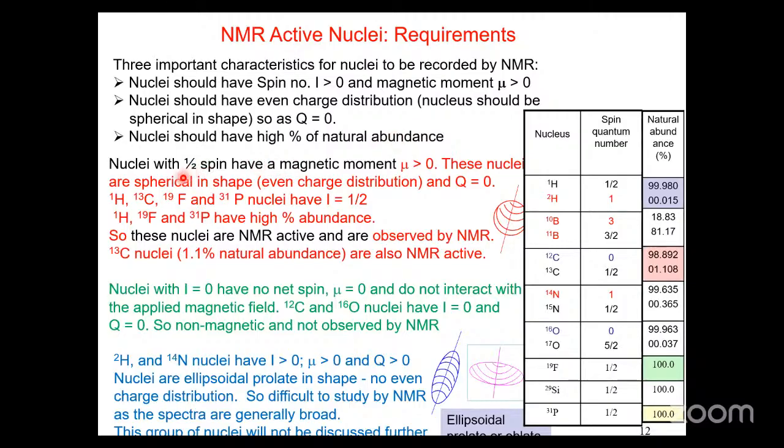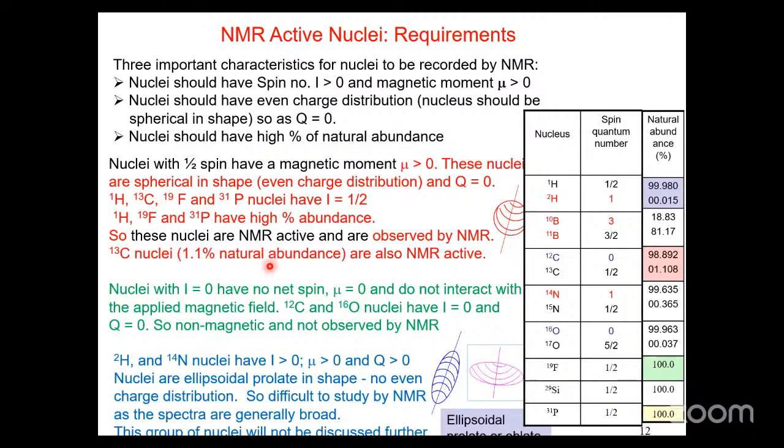And the third requirement: the nucleus should have a very high percentage of natural abundance. Coming to nuclei with 1/2 spin, they will have a magnetic moment greater than 0. These nuclei will have a spherical shape and Q is equal to 0. Examples are H1, C13, fluorine 19, phosphorus 31. All will have I equal to 1/2. Except C13, H1, fluorine 19 and phosphorus 31 have a very high percent natural abundance, so these three nuclei we can easily detect.